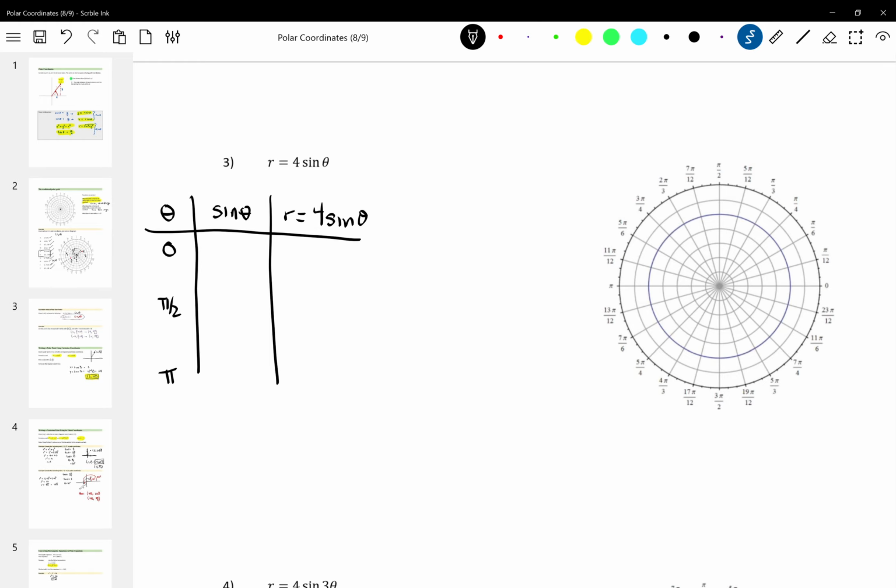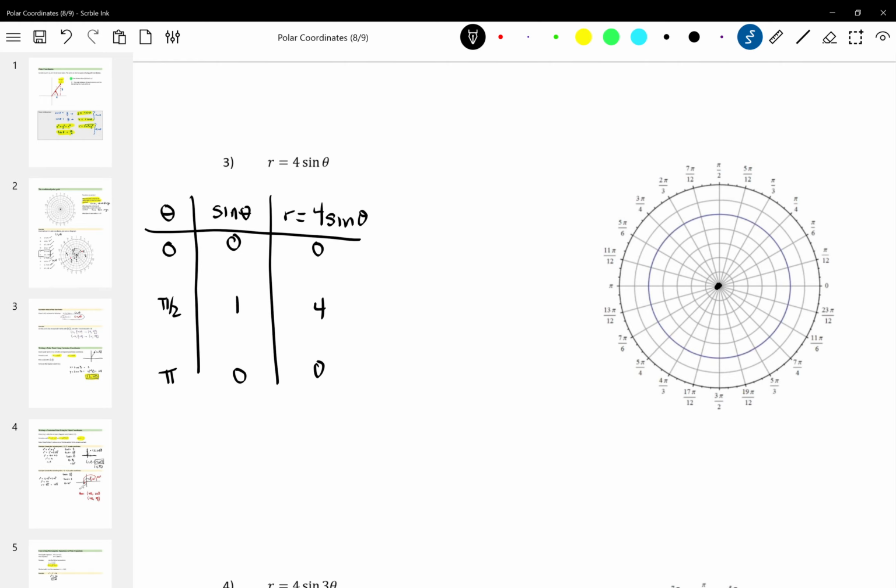I'm going to make my columns accordingly. So when theta equals 0, I know that sine of 0 is 0, sine of pi over 2 is 1, sine of pi is 0, which means if I multiply by 4, I get 0, 4, and 0. So this isn't a very interesting graph at all. When theta equals 0, I'm at the pole, or 0, 0.